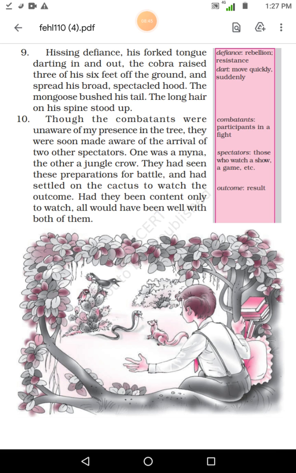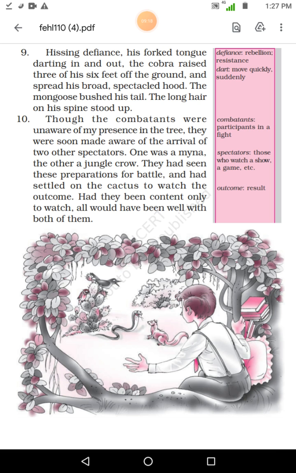What does this mean? Had they been content only to watch? If they had only kept on watching, and no other work, if they did only watching, all would have been well with both of them. Things would have gone very well. So what does this sentence mean? Apart from just sitting and seeing, they also did something else which created some issue.